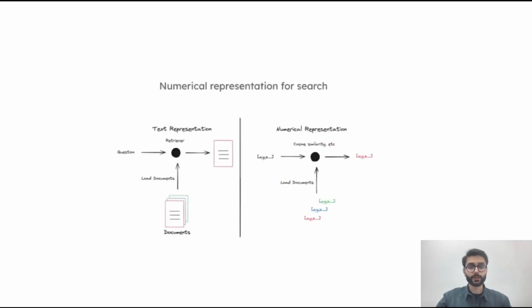The numerical representation of the search will be in such a way that there are a lot of layers. Each document is a layer, and it will first be calculated in a way like the cosine similarity. If the document has a cosine similarity that is very low, that means the documents are much related to the question that you are asking.